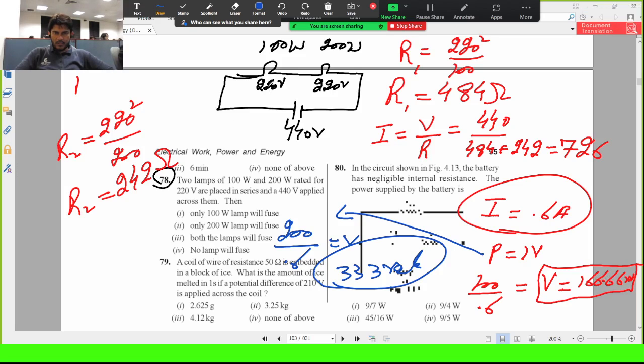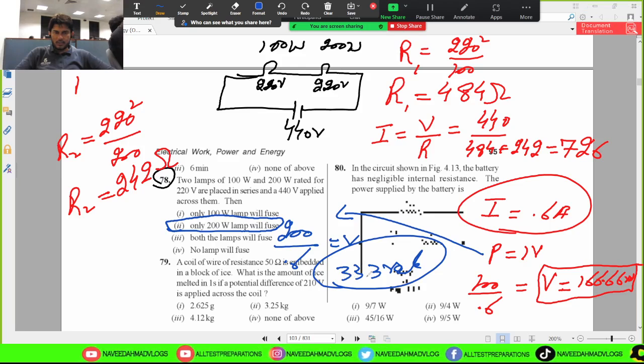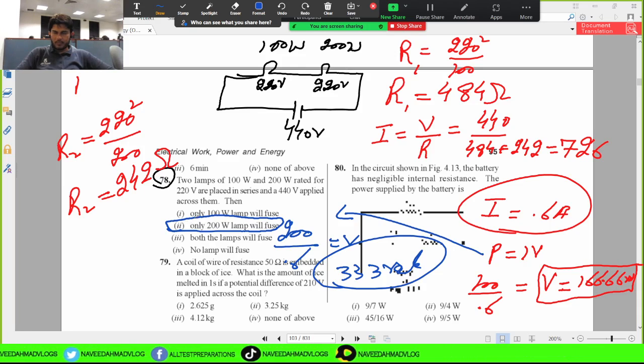So in this case your 200 watt lamp will fuse, because the voltage across this lamp is greater than 220 volt, that is 333 volt. So that's why this bulb will fuse. In this case option B will be the correct answer.